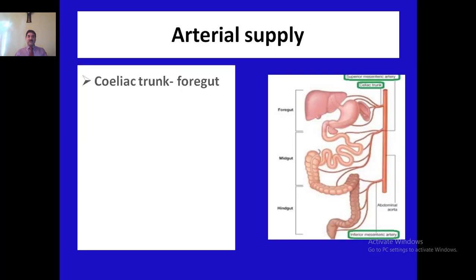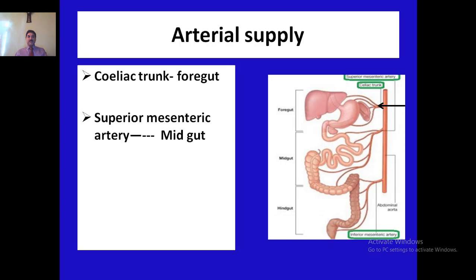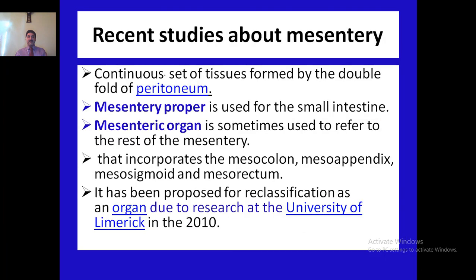Arteries contained within the dorsal mesentery. The blood vessels present in the dorsal mesentery are the celiac trunk, which is the artery of the foregut, the superior mesenteric artery, which is the artery of the midgut, and the inferior mesenteric artery, which is the artery of the hindgut.